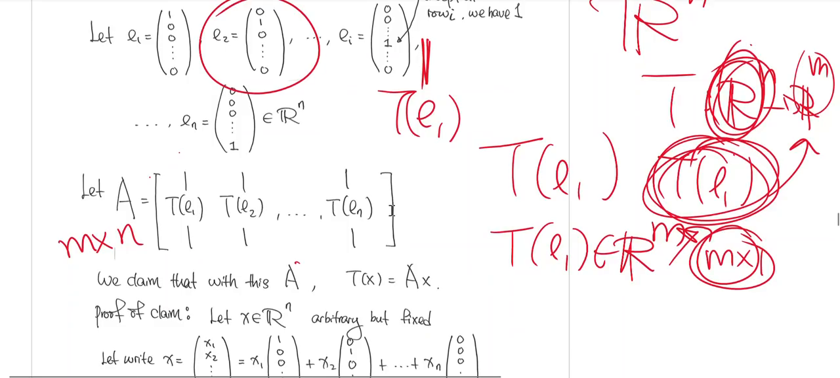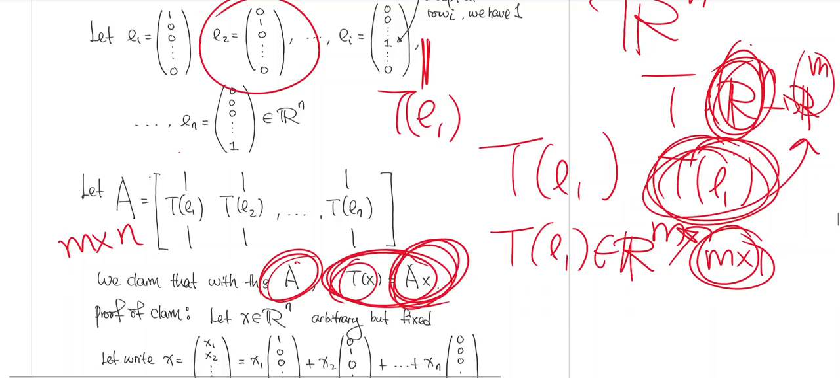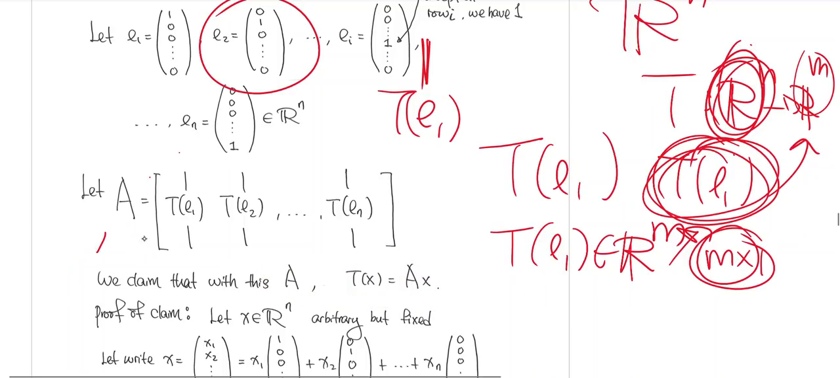Now, I'm claiming that, having this matrix A, transformations T that satisfy conditions 1 and 2, which are the additive property and the homogeneity property, can be written as this matrix multiplication. So how do we prove that claim?